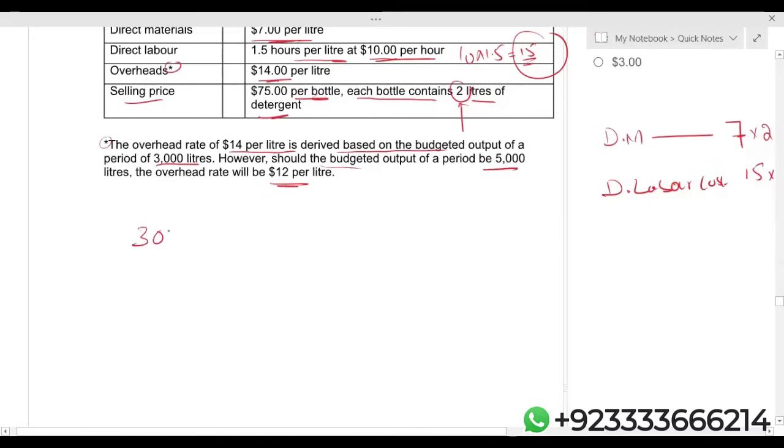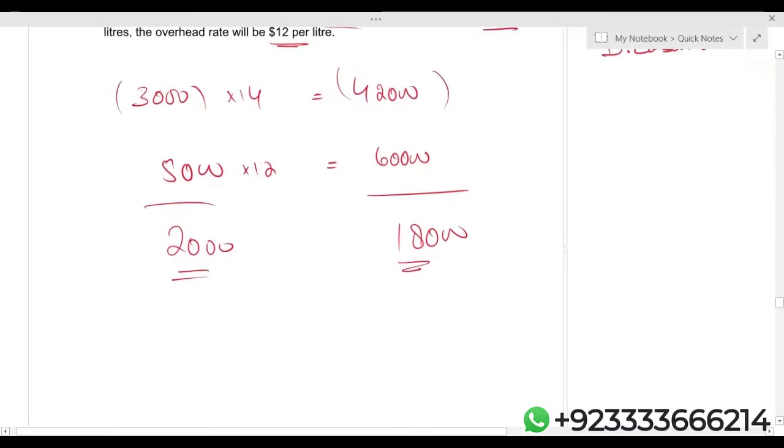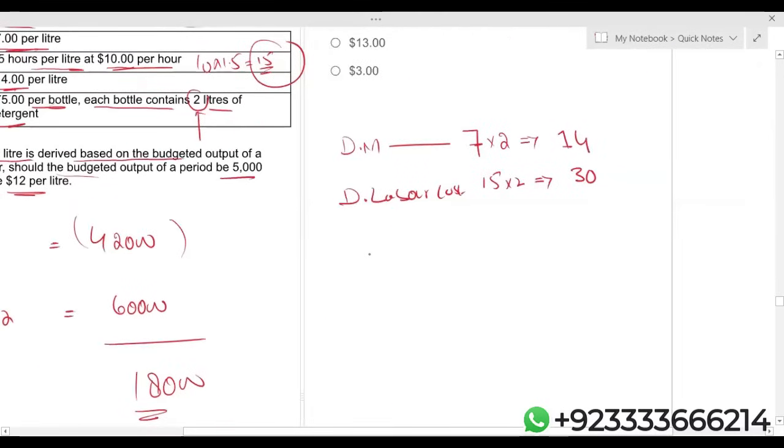So actually 3000 into 14, I'm getting 42,000. 5,000 into 12, I'm getting 60,000. If I just calculate the difference, it is 18,000. Here the difference in liters is 2,000. So I can calculate variable overhead per liter. 18,000 divided by 2,000. So it's 9. But this 9 is per liter.